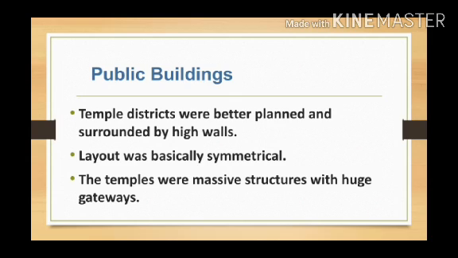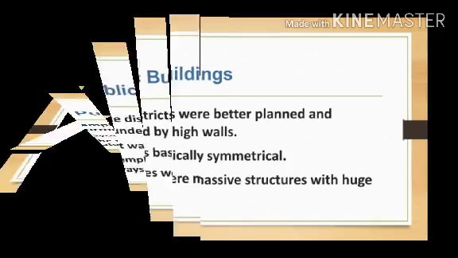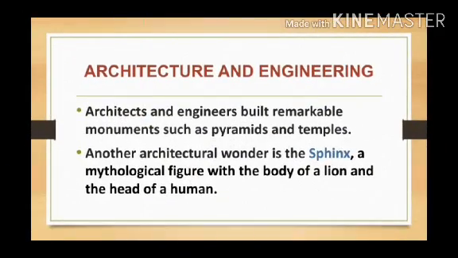Another very important characteristic feature of Egyptian civilization is architecture and engineering. Architects and engineers built remarkable monuments such as pyramids and temples. The Great Pyramid at Giza, one of the seven wonders of the ancient world, is a feat of architectural brilliance. Another architectural wonder is the Sphinx, a mythological figure with a body of a lion and head of a human. It is carved out of a single block of stone. No doubt it is one of the greatest architectural wonders of Egypt.